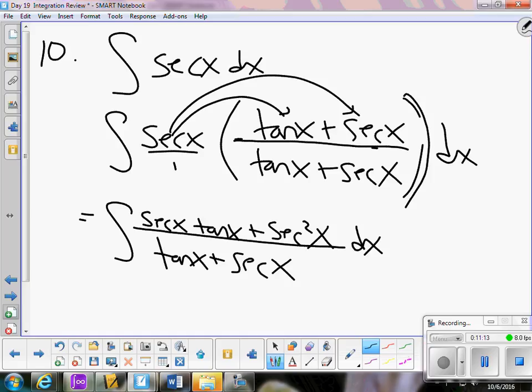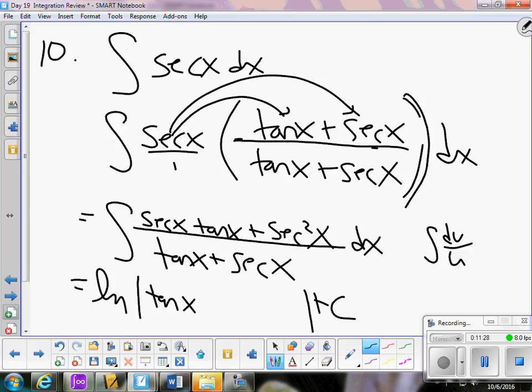I'm not writing out what u and du is, so since you have du over u, you just get the natural log of the absolute value of u, which is tan x plus secant x, or vice versa, whatever you like. So you have to remember what to do for the secant. Just like with tan or cotan, what do you have to do for tan or cotan? Rewrite it.